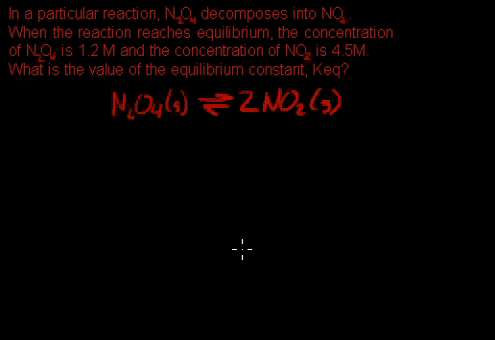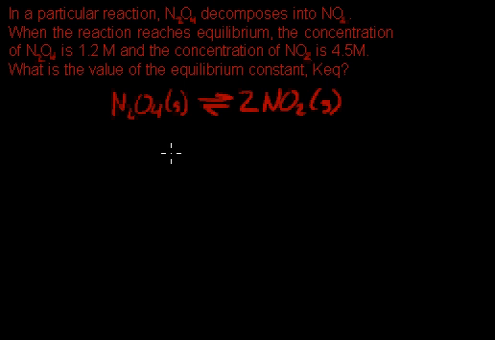So we're going to look at a reaction that we've already seen, which is N2O4 breaking apart into two NO2 molecules. And both of these are gas. So let's look at the situation. In a particular reaction, dinitrogen tetroxide decomposes into nitrogen dioxide. When the reaction reaches equilibrium, the concentration of dinitrogen tetroxide is 1.2 molar, and the concentration of nitrogen dioxide is 4.5 molar. What is the value of the equilibrium constant, KEQ?